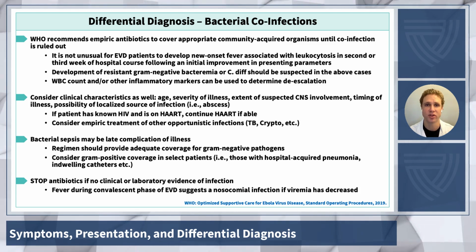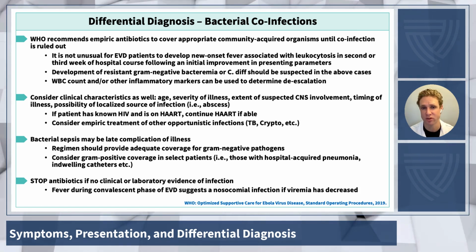If patients are immunosuppressed, such as patients with HIV who are on antiretroviral therapy, we want to make sure we continue these if able, given drug interactions, and if patients are able to take parenteral therapy. We also want to consider empiric treatment of other opportunistic infections that are common in patients who are immunosuppressed and common in this part of the world, such as tuberculosis, cryptococcus, etc.